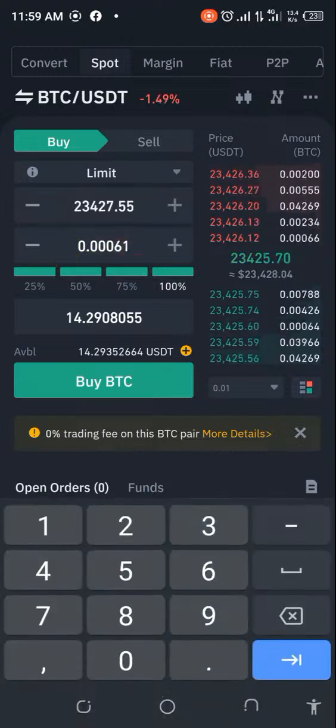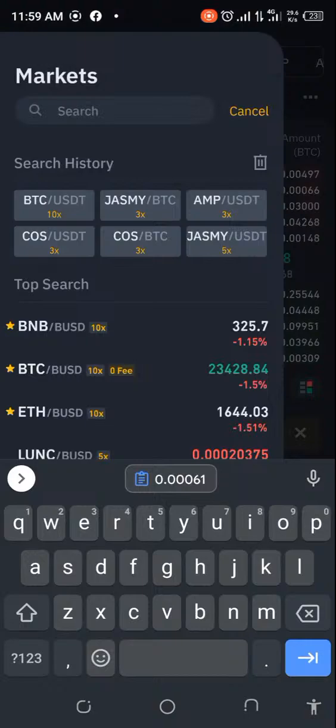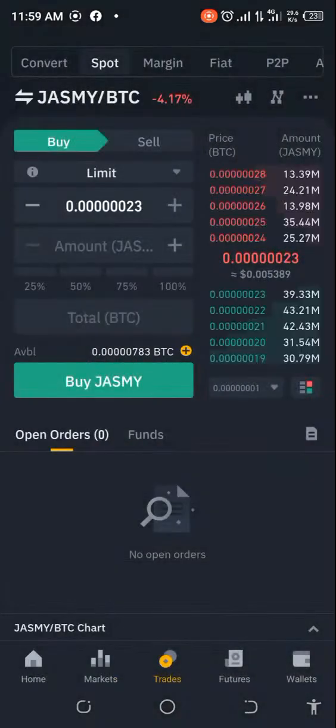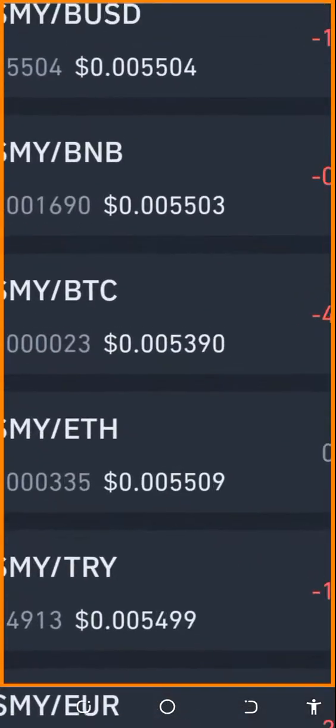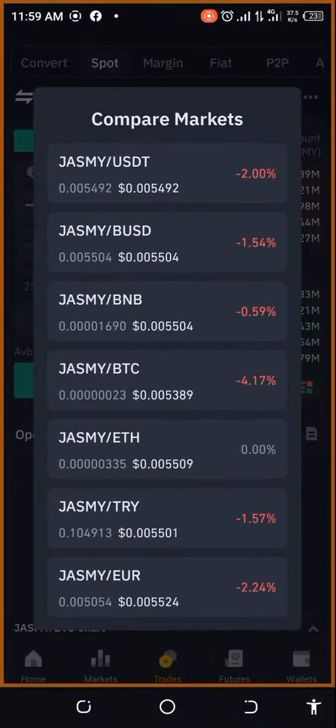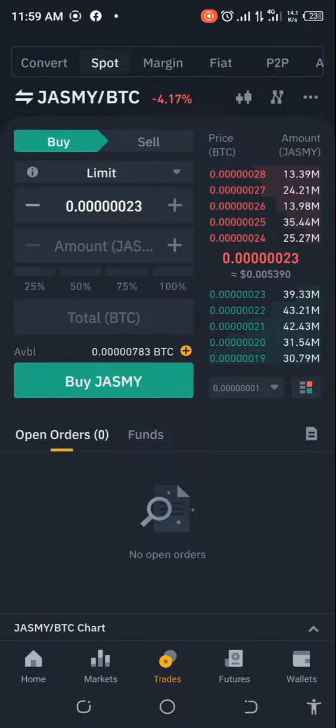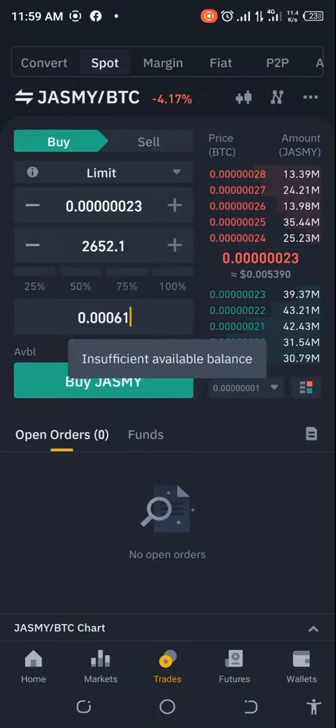And I'm going to go back to Jasmine BTC. Let's check again before we go ahead, just to be sure that everything is still intact. Nothing has changed. So we're going to click on that pair and put in the amount. We're still simulating right now. So we're going to get 2652.